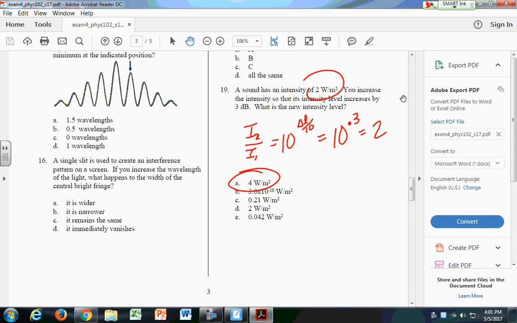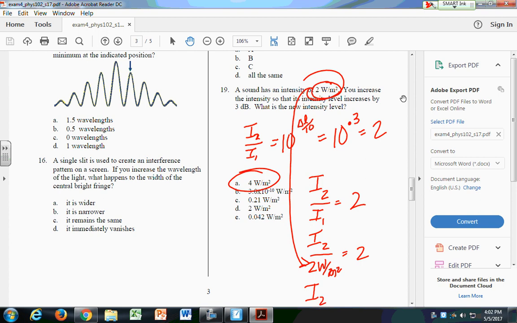Right, because I'm looking at the factor between the two, and so I do that here. I find that my second intensity is twice the first intensity. If I really wanted to be rigorous about this, I could say I2 over I1 is equal to 2. So I2 over 2 watts per square meter is equal to 2. As I put this in right here, I2 is equal to 4. Alright. What else, y'all?